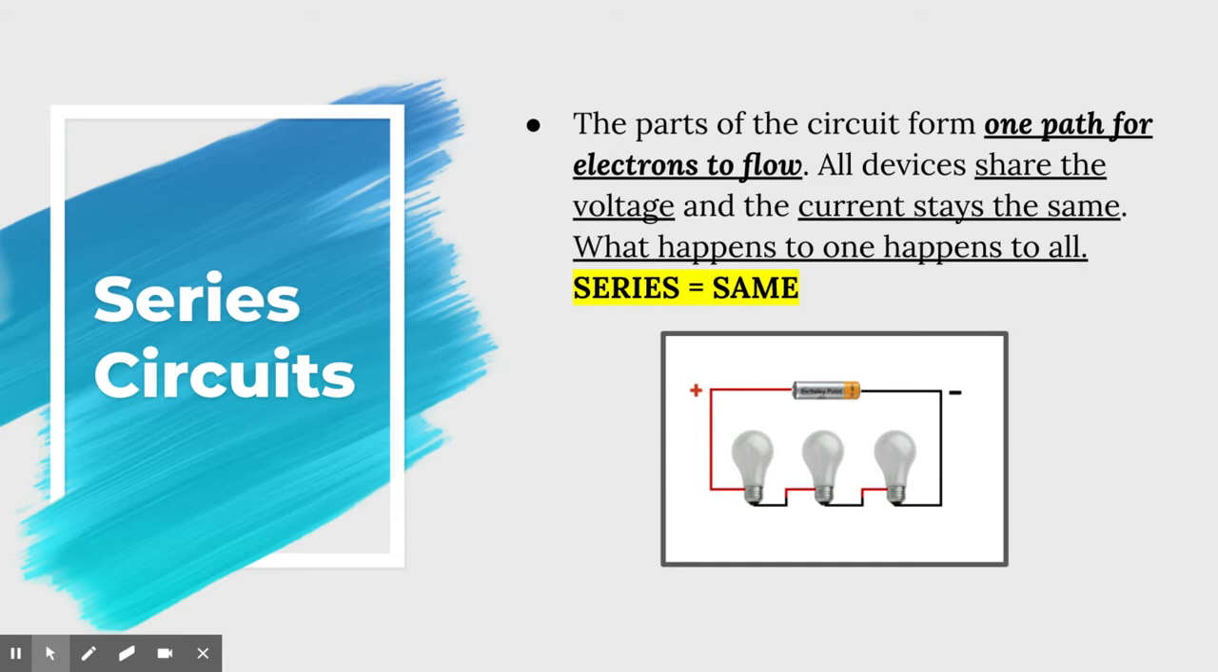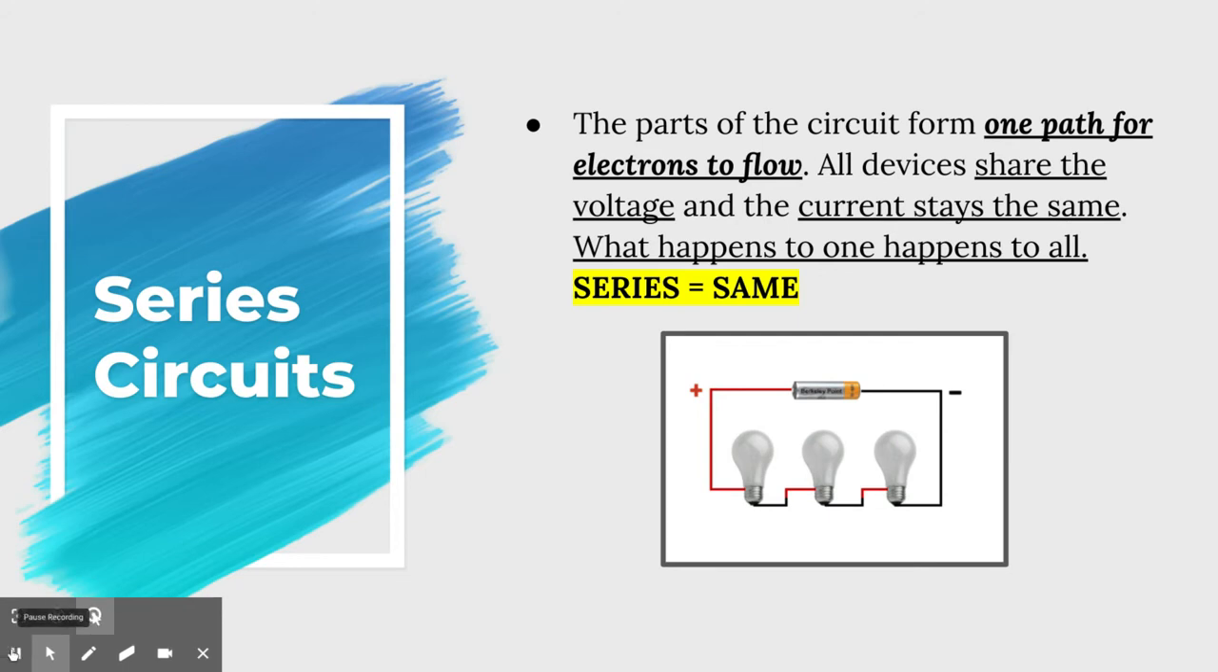So a series circuit is a very simple circuit where the parts of the circuit form one pathway for the electrons to flow. Electrons can only go one direction and they can only go in one pathway. So it can't skip anything and it has to go through the whole complete thing. All devices share the same voltage and the current stays the same throughout the whole system. And that means if one item in a series circuit, like in the picture below, if one of the light bulbs were to break and the circuit would be broken, or open, all of the light bulbs would go out.